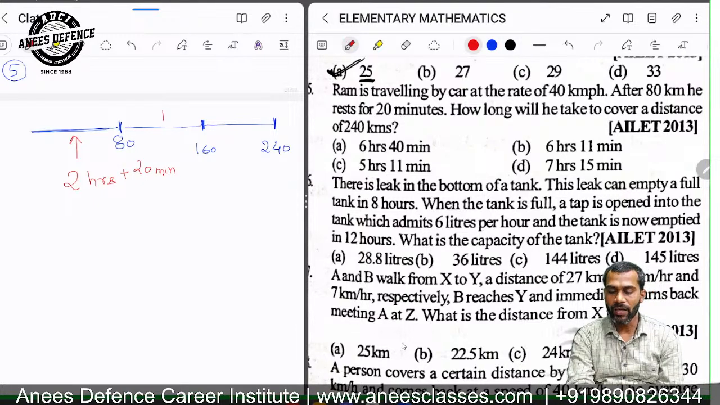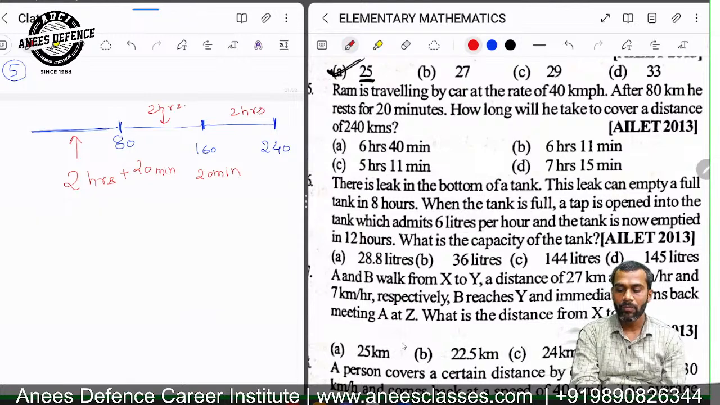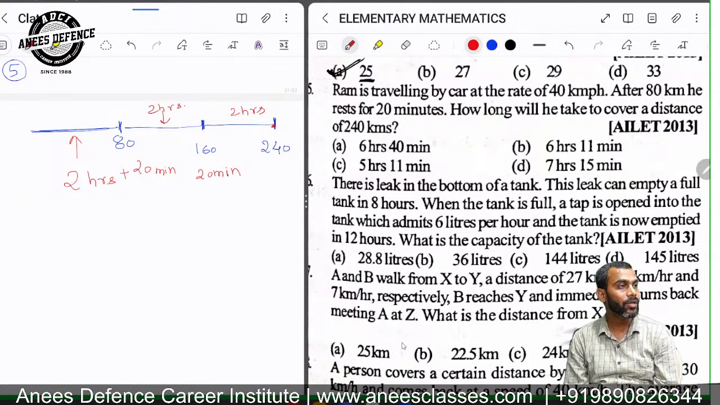Now, for this, again, 2 hours. Again, a 20 minutes break. Yes or no? And here he will need again 2 hours. But now we don't have to rest because the journey is complete. Because after 80 kilometers, he rests for 20 minutes, after every 80 kilometers. So see, 80 into 3 is 240.